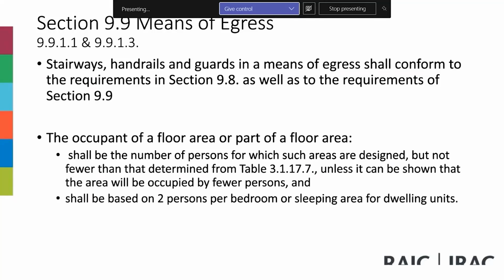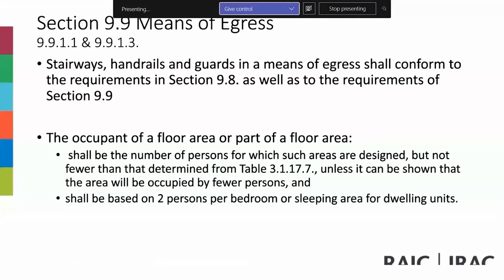The occupant load of a floor area or part of floor area shall be the number of persons for which the such areas are designed, but not fewer than those determined in table 3.1.17.1, unless you have designed an area for fewer persons, or in case of bedrooms, it shall be based on 2 persons per bedroom or sleeping area for dwelling units.